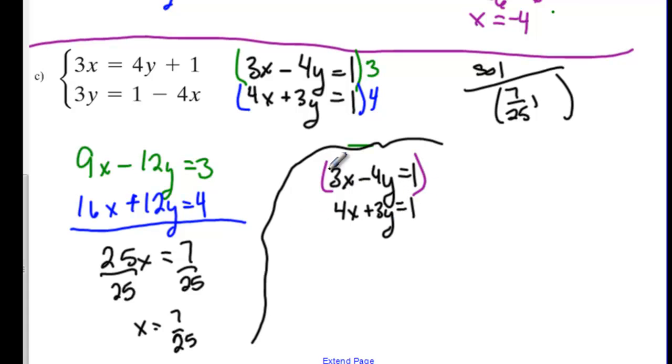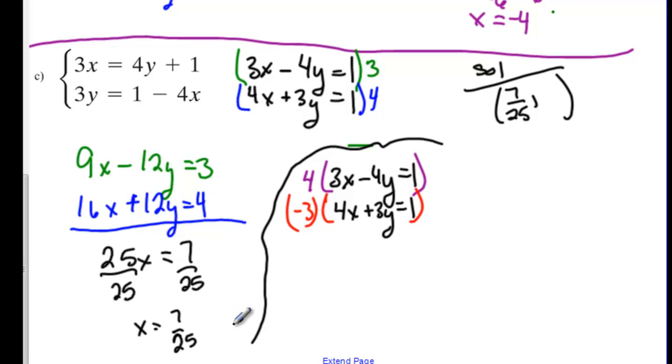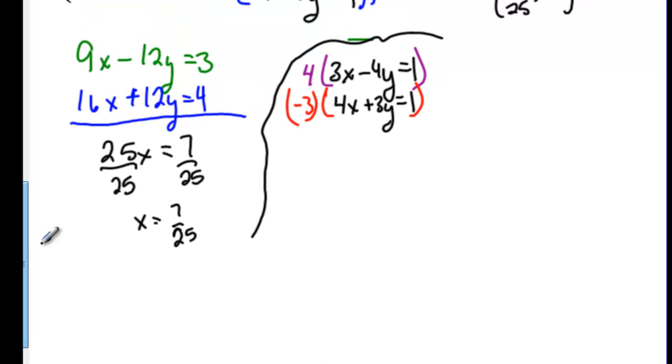So I'm going to multiply the top by 4. And I'll multiply that bottom equation by a negative 3. You can. You completely can. The only reason I'm not is because it's 7 over 25, and I know you guys hate fractions. You guys tend to freak out about them. But yes, you can definitely just plug that x equals 7/25 back in and get the right answer.